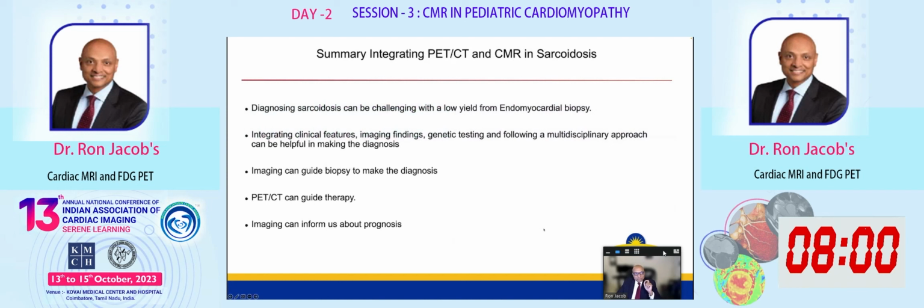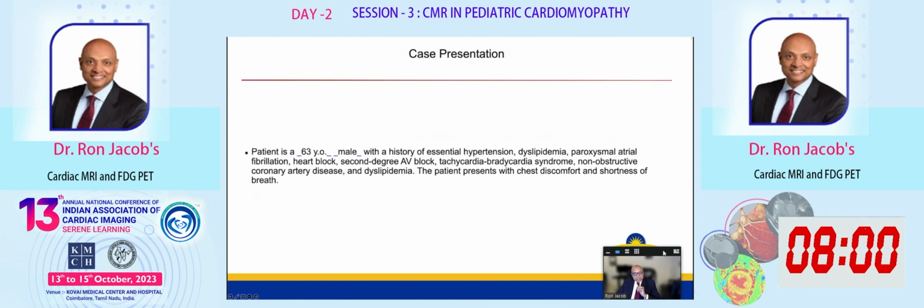So just summarizing really quickly, the yield with endomyocardial biopsies is low. Integrating clinical features, imaging findings, genetic testing, and following a multidisciplinary approach can be very helpful in making the diagnosis. PET-CT can guide therapy. You can use CMR as your initial diagnostic modality, and imaging can also help you talk to your patients about what they can expect in the future.